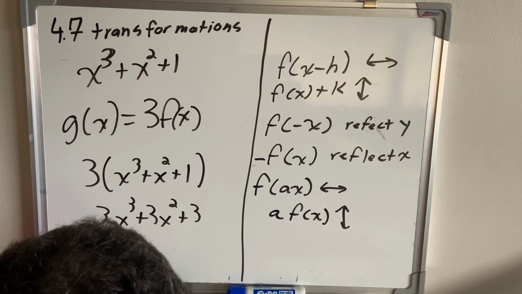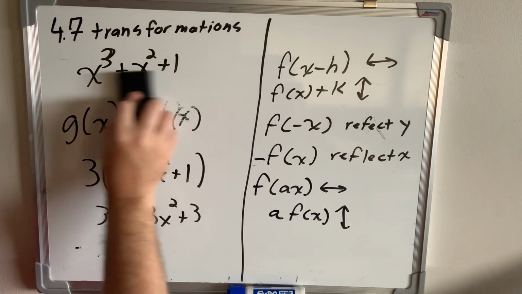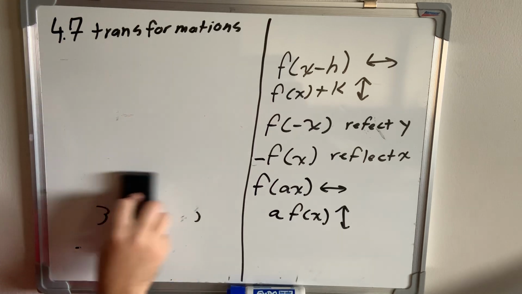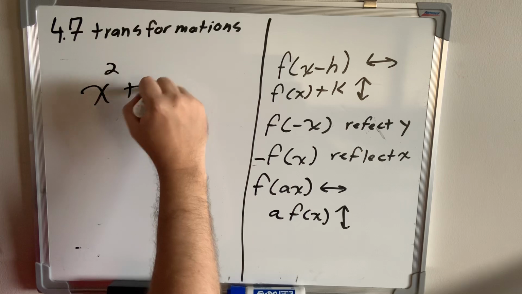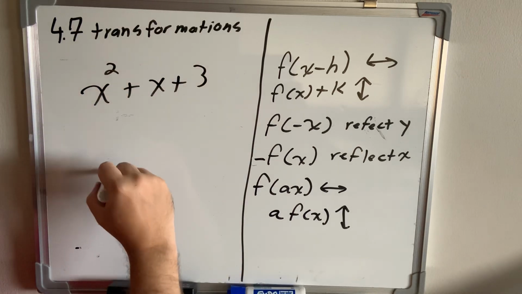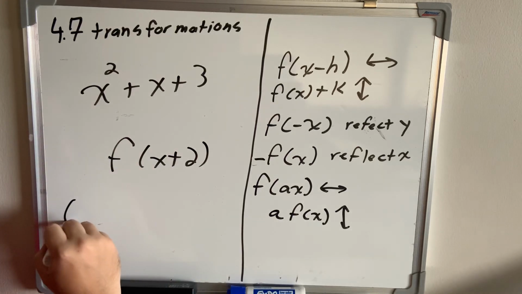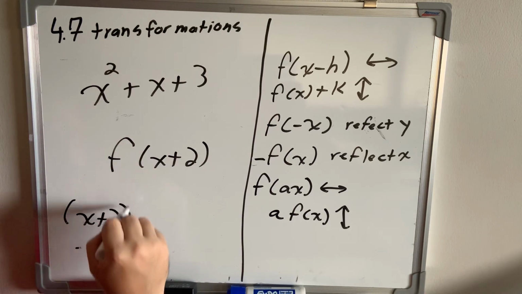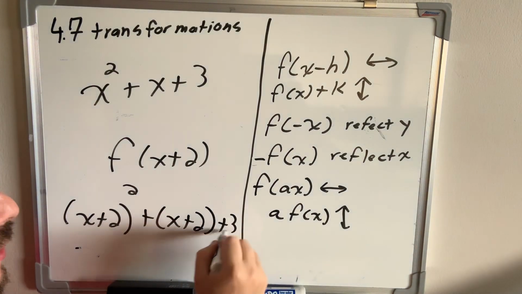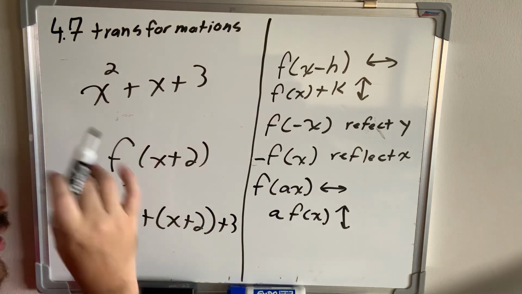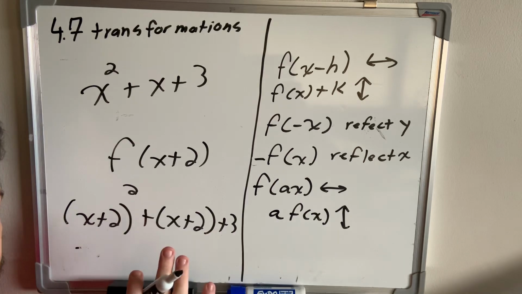Same thing with vertical stretches, examples 4. Again, you can look at those examples and just do what they're asking you to do. Also, if they tell you, for example, x squared plus x plus 3, and they tell you f of x plus 2, open a parenthesis, add 2, and then all you have to do is manipulate your polynomial with the instructions they're giving you here, and you're done.